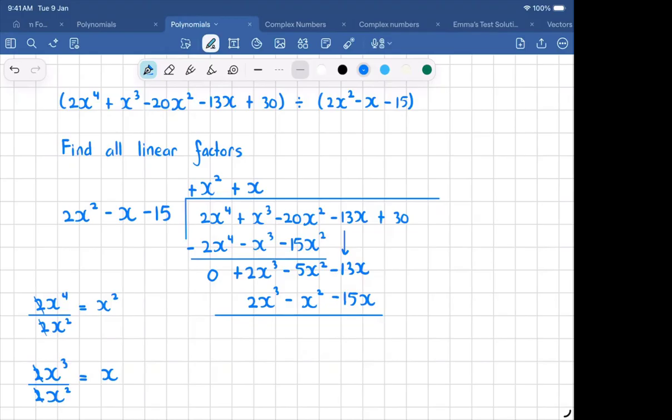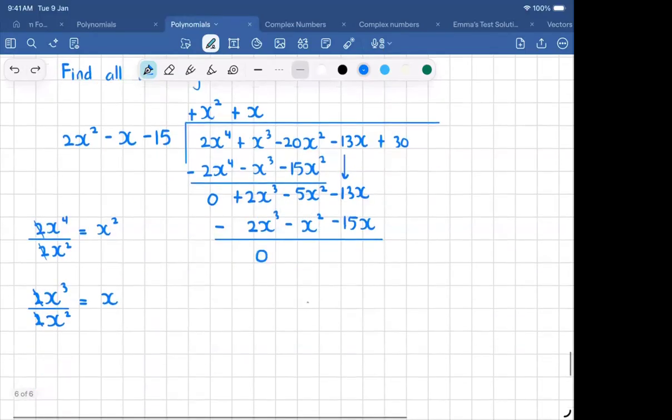Take away, sir. Right. What is 2x cubed minus 2x cubed? 0. Right. What is minus 5x squared minus x squared? Let me take it in parts. So we have minus 5x squared, and then we have a negative by a negative.